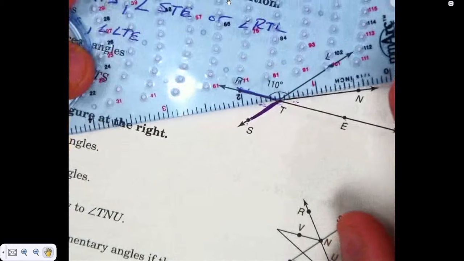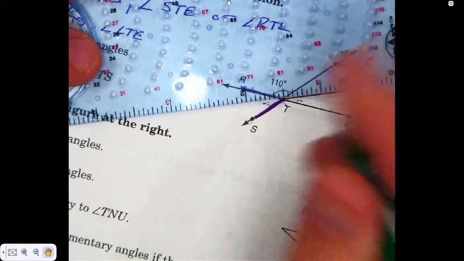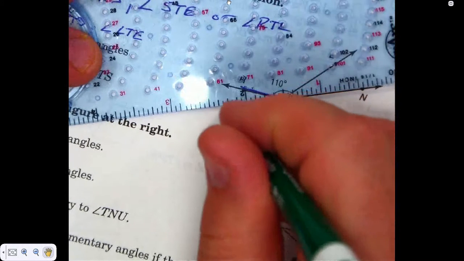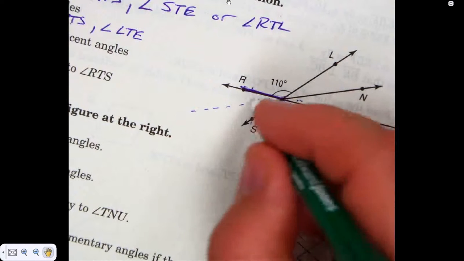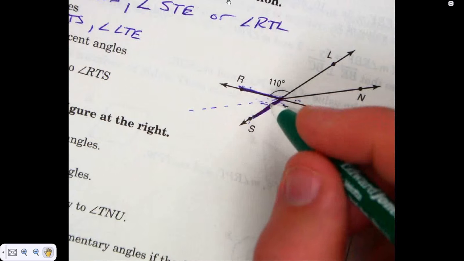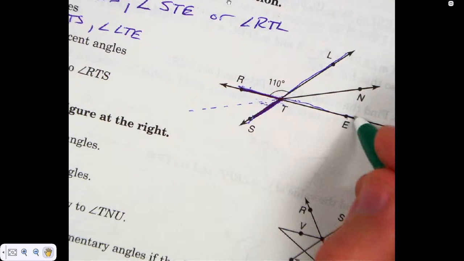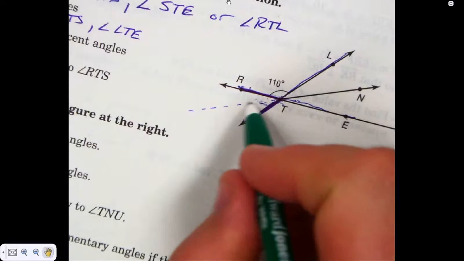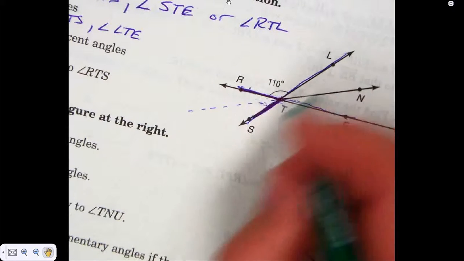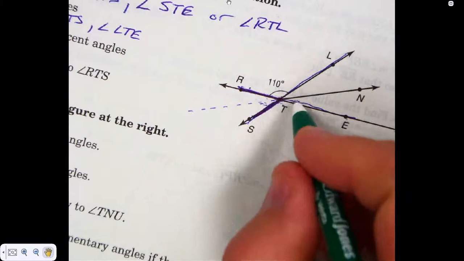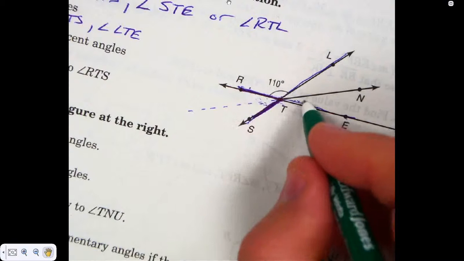If I was to extend TN, it would go like this, and then they would be vertical angles, but I don't have a point here. They didn't draw that other side of it. This is a line, this is a line, right? They didn't finish that line, so there is no opposite angle. Now, if they did draw this, then that and that would be vertical angles, okay?